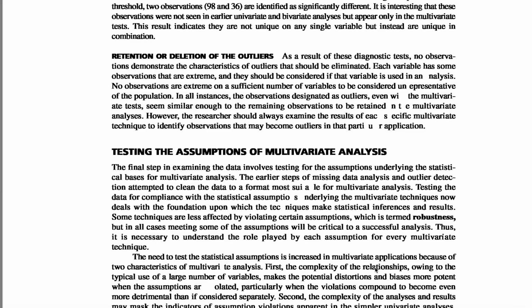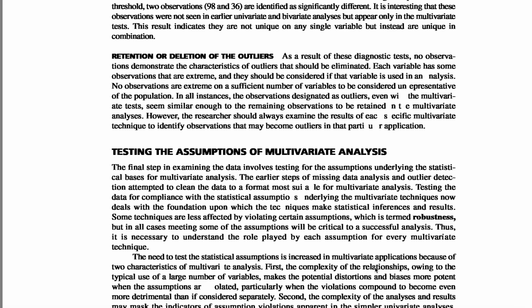As a result of these diagnostic tests, no observation demonstrated the characteristics of an outlier that should be eliminated. Each variable has some observations that are extreme, and they should be considered if that variable is used in analysis. No observation is extreme on a sufficient number of variables to be considered unrepresentative of the population. In all instances, the observations designated as outliers, even with the multivariate test, seem similar enough to the remaining observations to be retained in the multivariate analysis.